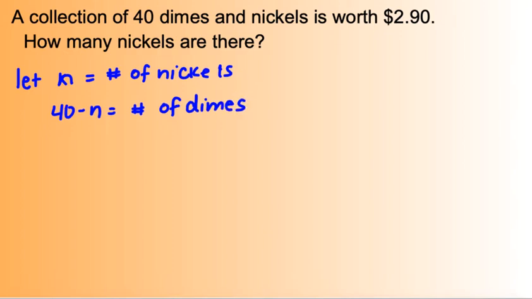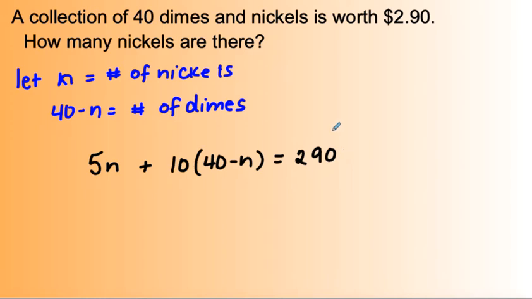All right. So think about this now. If I want their value, I actually need to know the value of a dime and a nickel. It's not given to me in the sentence. Well, a dime is 5 cents, a nickel is 10 cents. So I could write this like this. I could write 5 times the number of nickels plus 10 times the number of dimes equals 290.